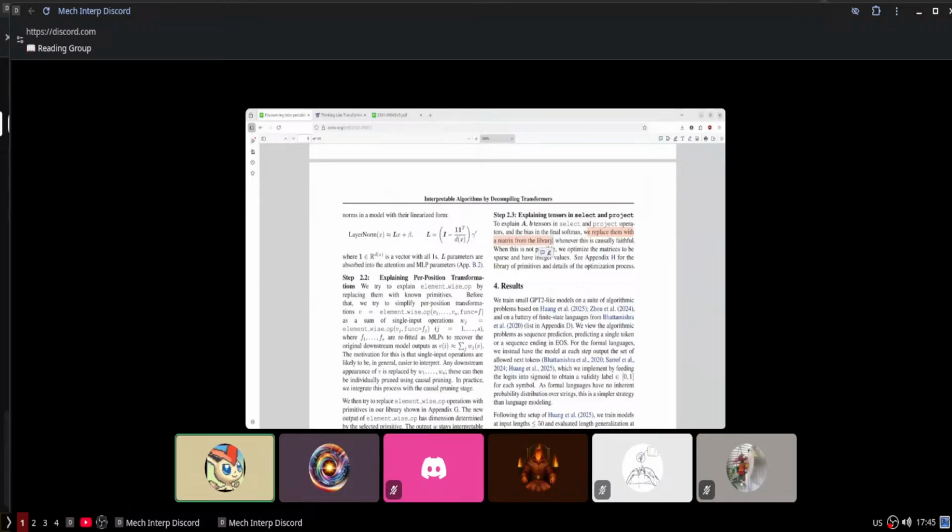Okay, so it's not possible with the mathematics to be sparse and have integer values. I don't know how they do that, but okay. So they have some attention matrix, and they do the same kind of thing for attention that they do with the MLP. They optimize the matrix to be sparse and have integer values.